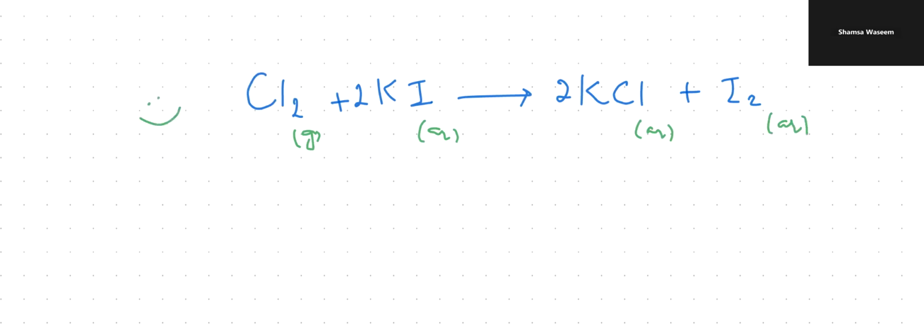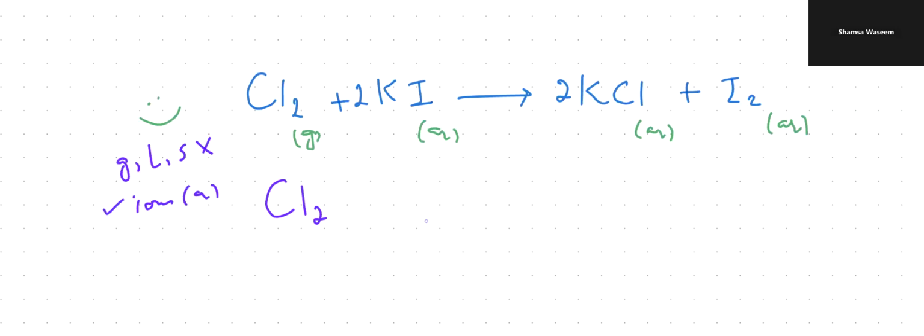Now, what is the next thing after writing state symbols? You have to dissociate the substances which are in ions. In aqueous state, they are supposed to be dissociated into ions. I'm not going to dissociate this chlorine because it's in gaseous state. I'll just write it as it is. Remember, we do not break substances in gas, liquid, or solid state into ions. We only dissociate the substances in aqueous state into ions. But atomic molecules are not supposed to be broken down into ions, although they are in aqueous state.